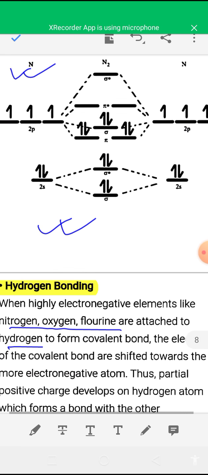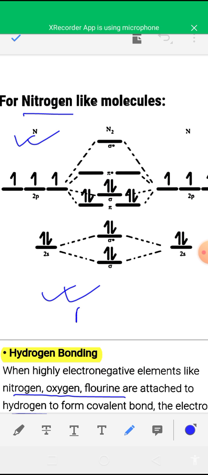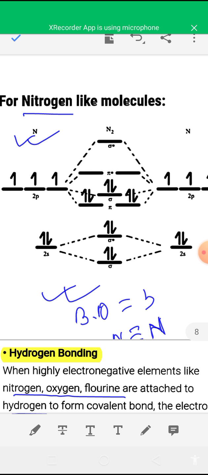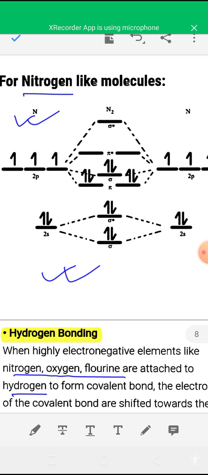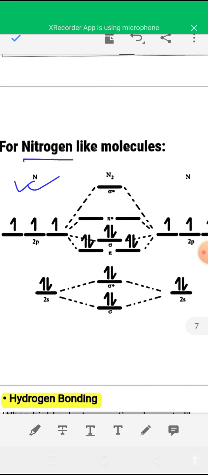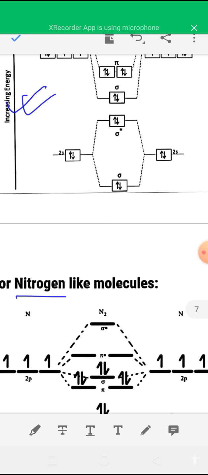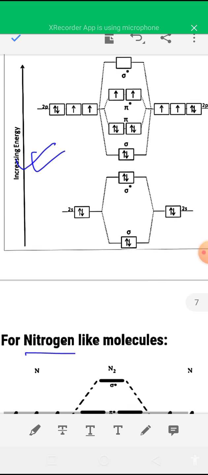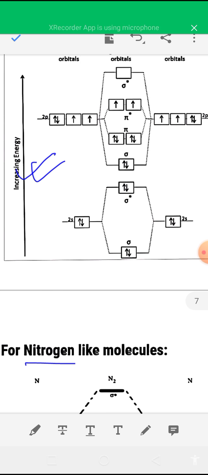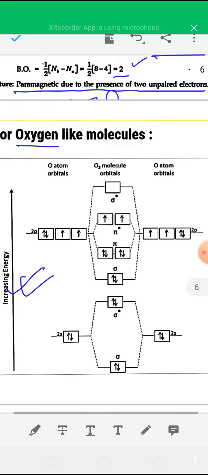Similarly, in the case of nitrogen, the bond order of the nitrogen molecule is 3. So a triple covalent bond is present between the two nitrogen atoms in the nitrogen molecule. You have to practice all these molecular orbital electronic configurations of oxygen, nitrogen, and N2 plus, O2 minus. All these electronic configurations and diagrams are given in your book.